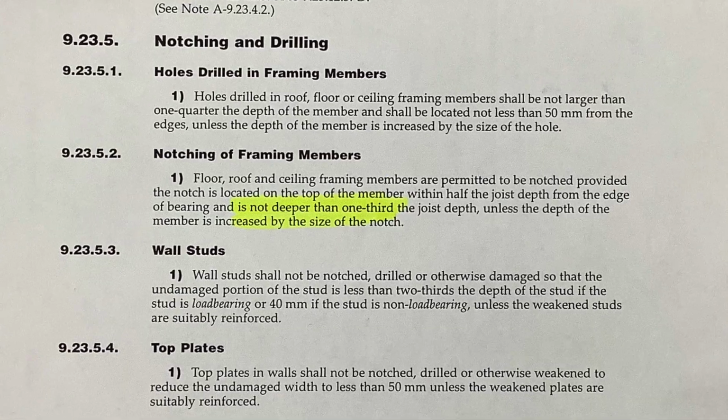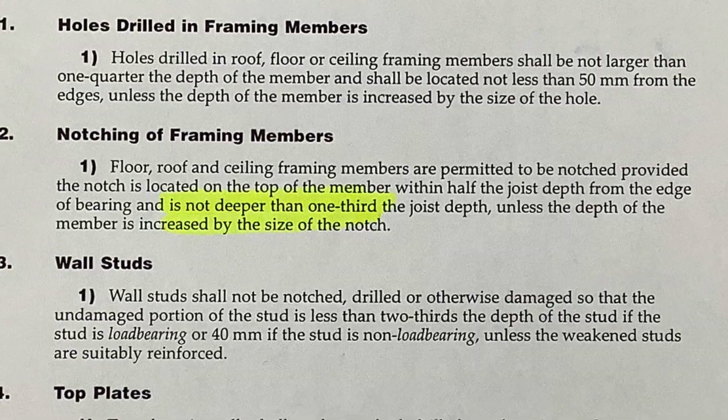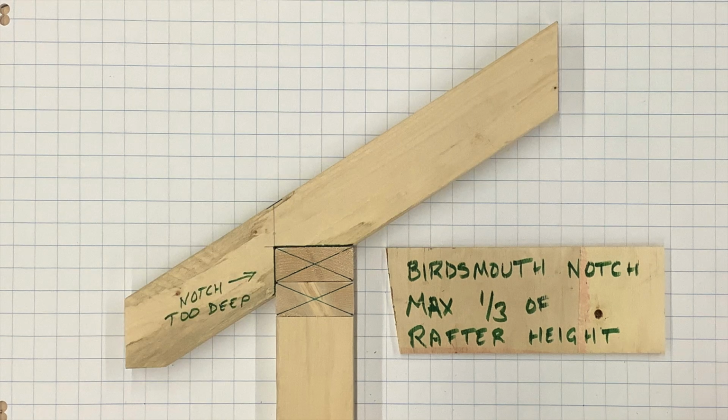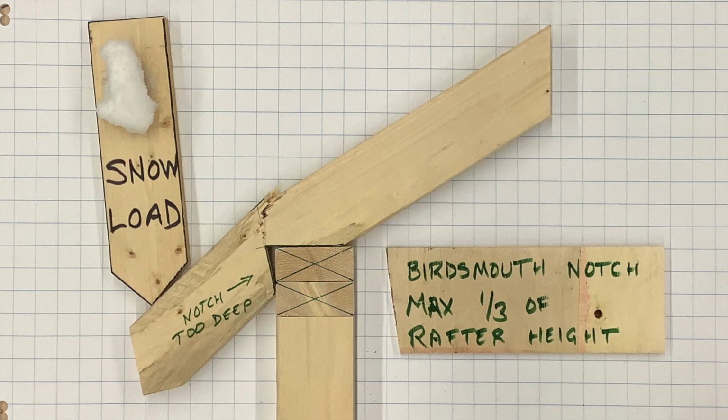Next, notch depths are typically limited to 1/3 of the depth of the rafter, unless oversized rafters are being used to accommodate a deeper notch. An overcut bird's mouth weakens the rafter tail, which could cause it to fail under load.